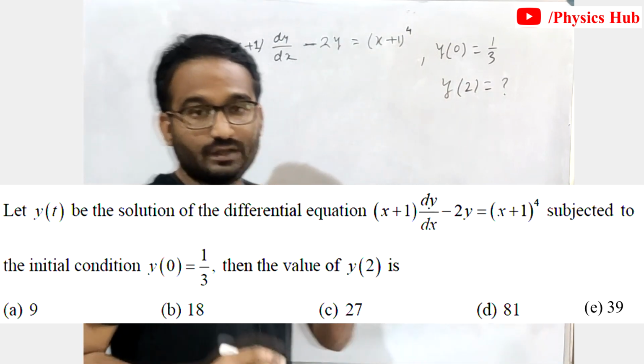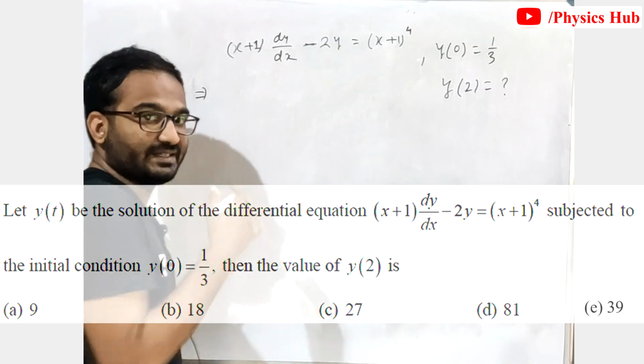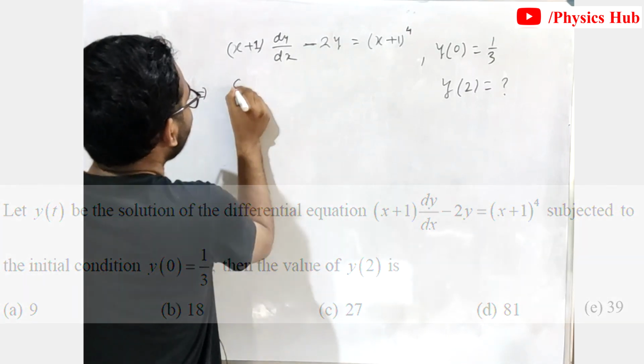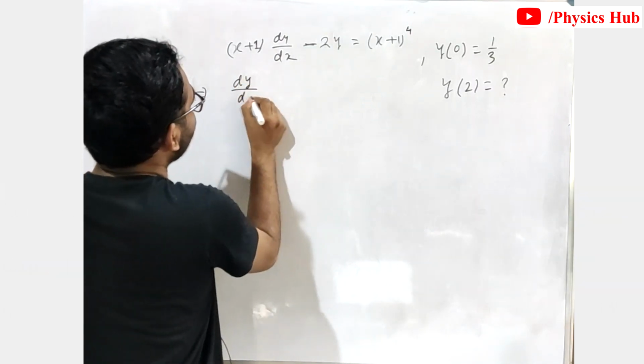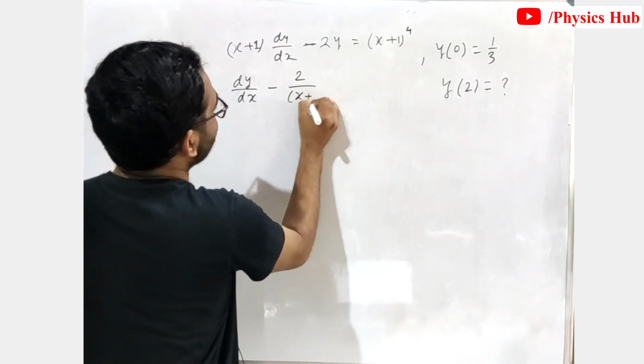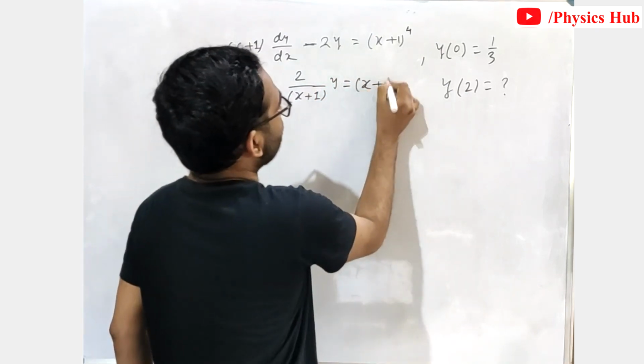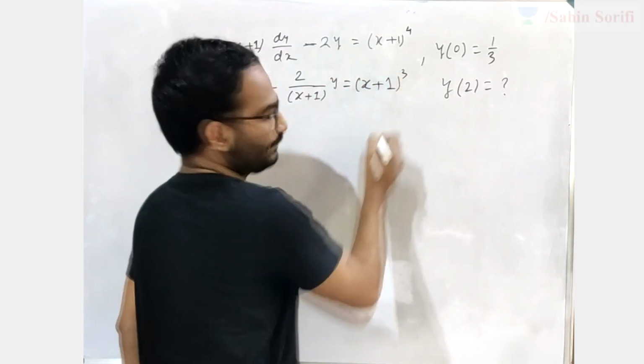Okay, so we can easily solve this question. We are just rewriting the differential equation, dividing both sides by x plus 1. So we will get dy/dx minus 2 by x plus 1 into y equals x plus 1 cube.